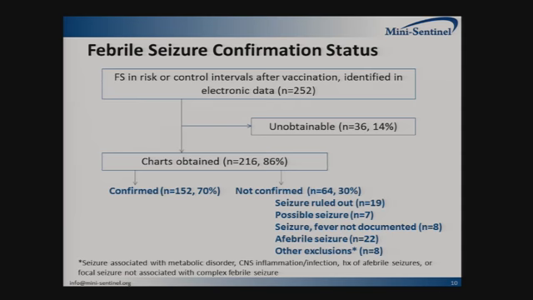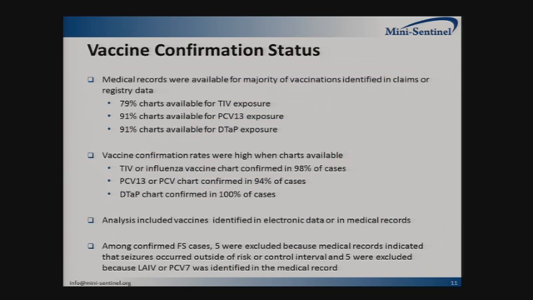152 were confirmed for a positive predictive value of 70%. And of the 64 not confirmed, 19 were excluded because seizures were ruled out, 7 were deemed possible seizures without sufficient documentation, 8 were seizures without sufficient documentation of fever, 22 were afebrile seizures, and 8 were excluded due to other reasons. We also conducted medical record review of vaccines identified in claims and immunization registry data.